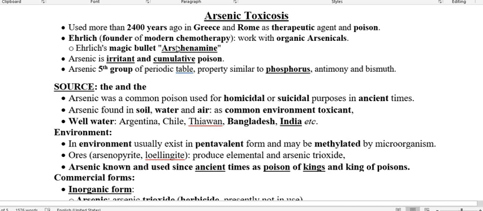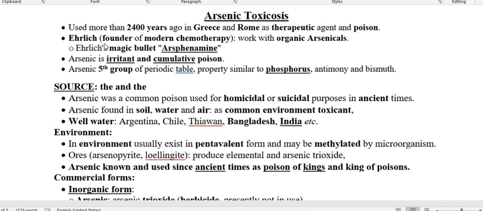Regarding the first therapeutic use with scientific evidence, it was reported by the father of modern chemotherapy, Paul Ehrlich. He reported arsenic as a therapeutic agent and called it a magic bullet. The name of the compound was arsphenamine, the compound first used by Paul Ehrlich, the founder of modern chemotherapy.